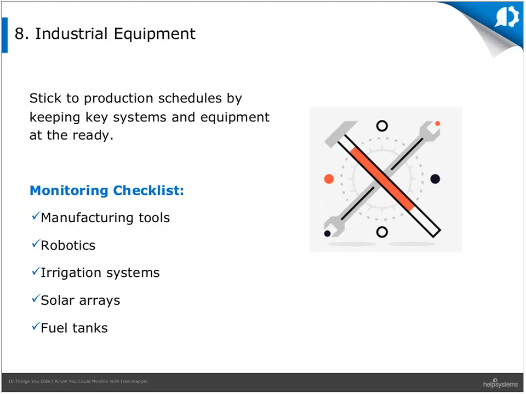Number 8, industrial equipment. The nice thing about our product and the flexibility of what we do is it's not just within a normal working environment. As you see, we're also within hospitals, we're also within educational facilities, but we're also in the manufacturing space as well.